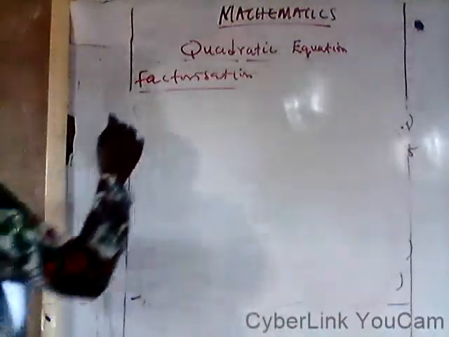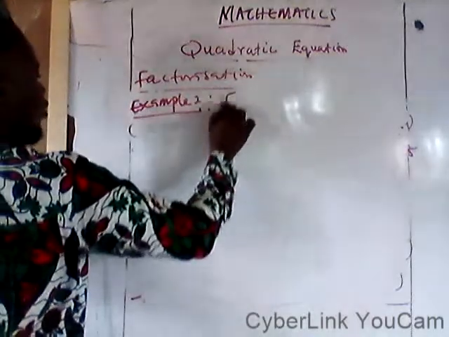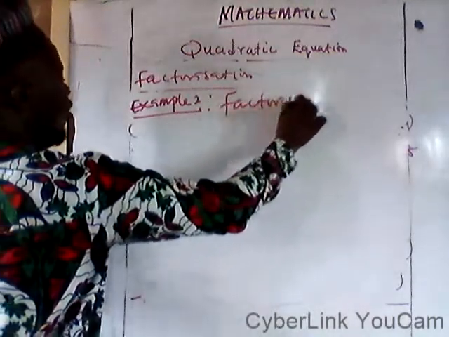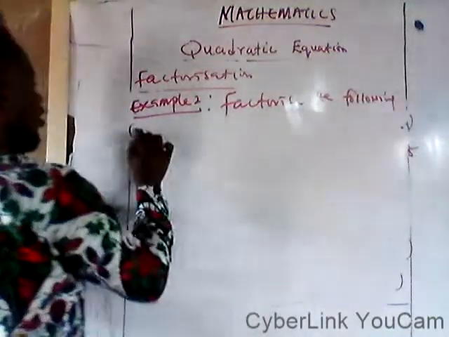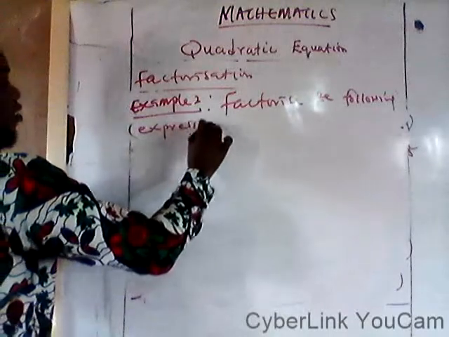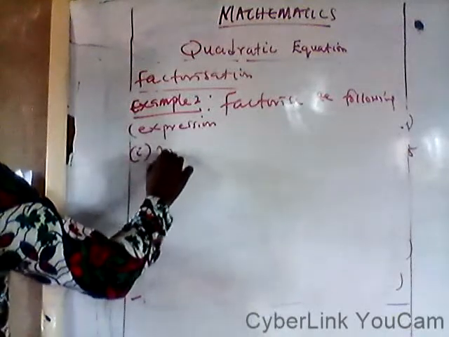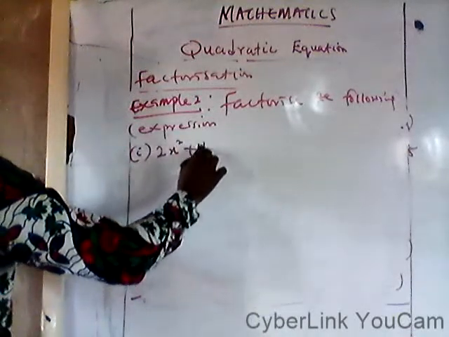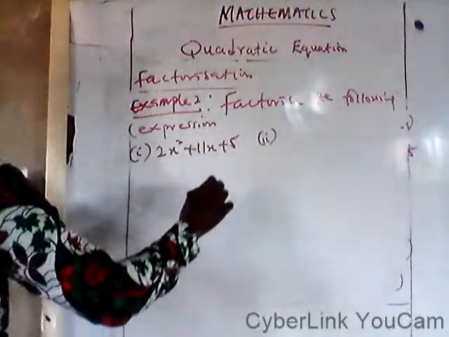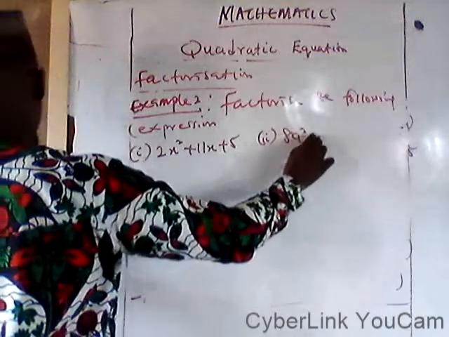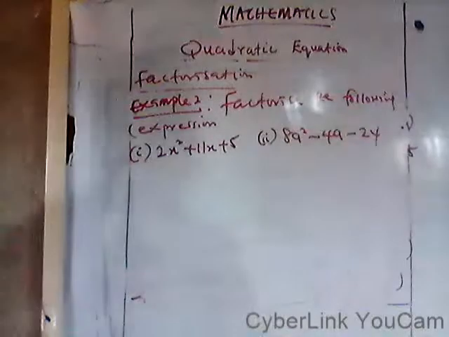For the second one, example 2, factorize the following expression. 1. You have your 2x squared plus 11x plus 5. And the second one, you have your 8a squared minus 4a minus 24. We're to factorize the two.